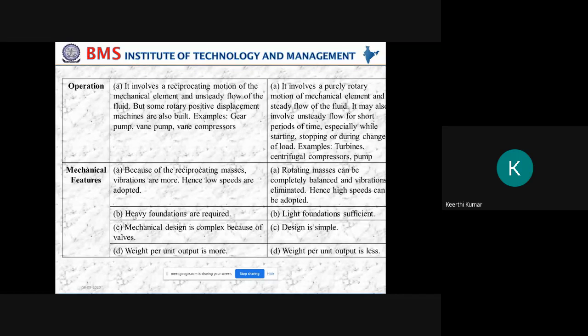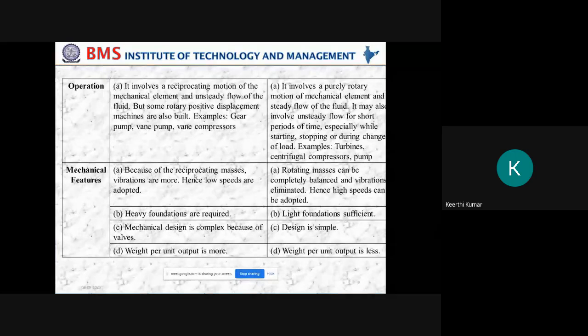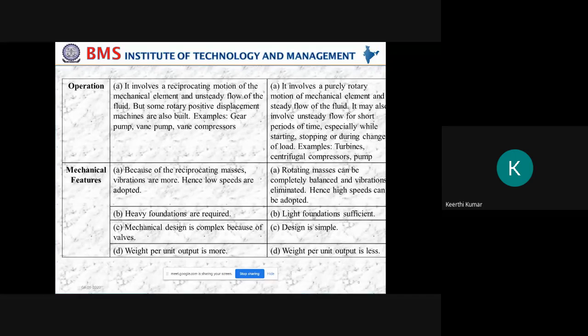Next, heavier foundations are required. Can anybody tell why heavier foundations are required for a positive displacement machine? Because it is reciprocating. Wherever reciprocating comes into the picture, we want a heavier foundation. If there is no proper foundation, the entire setup may get damaged. Because of that, a heavier foundation is required. On the other side, a lighter foundation is enough because of complete balance.